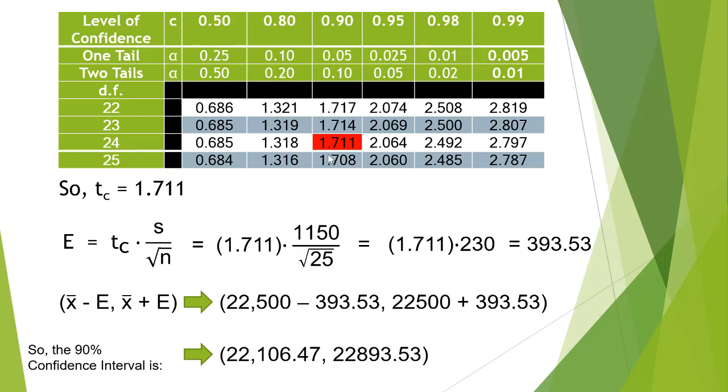22,106.47 and 22,893.53. So we're 90% confident that if we were to take all the loaded semi-trucks and find their average weight, that average weight would fall somewhere between 22,106.47 pounds and 22,893.53 pounds.